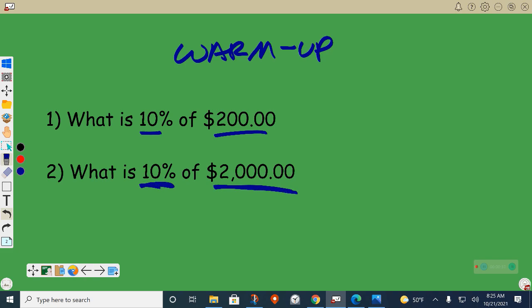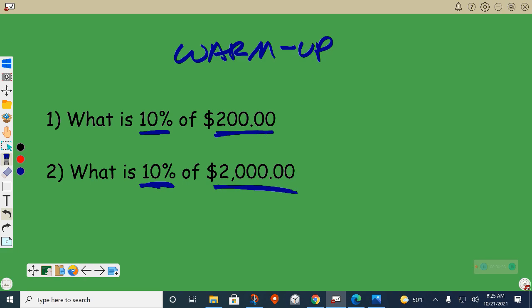10% of 2,000 is going to be way bigger than 10% of 200. That's kind of obvious. You take 10% of a larger amount, that's going to be bigger than taking 10% of a smaller amount. That idea is what I want you to put in the back burner of your mind, like a cooker, like a crock pot, because that's going to become big when I get into a new lesson today.